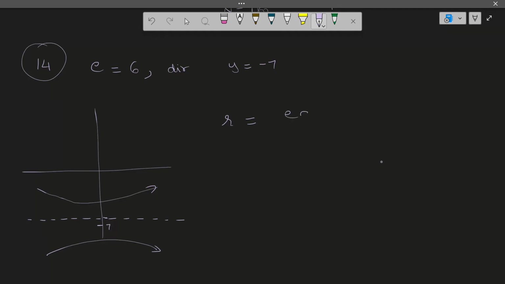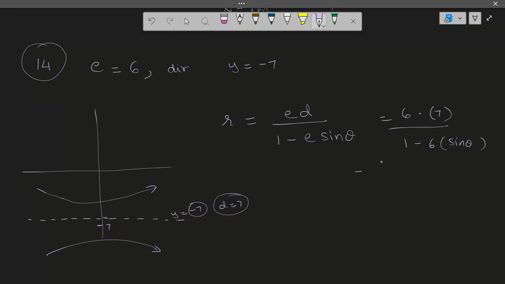using for r is equal to ed over 1 minus e sine theta, right? So e in this case is 6, so I'll plug in 6. Now the equation of this line is y is equal to negative 7, so d is going to be 7, because it's the distance. So we'll use the 7 here, and 1 minus 6 times sine of theta. If I simplify that, 6 times 7 is 42, over 1 minus 6 sine theta.